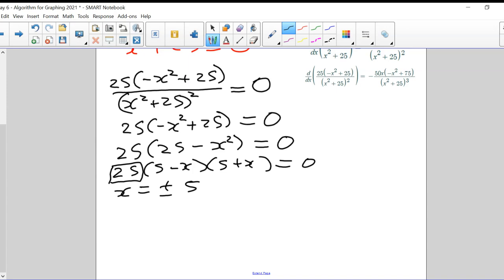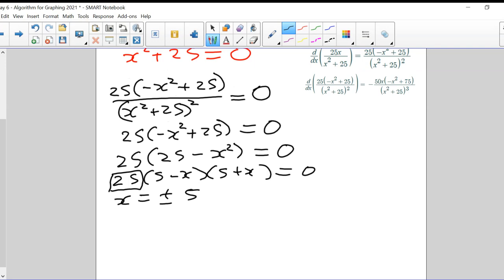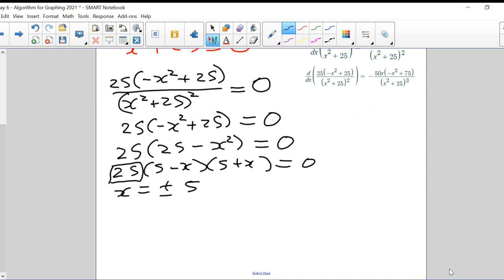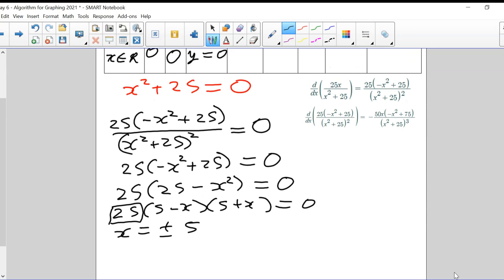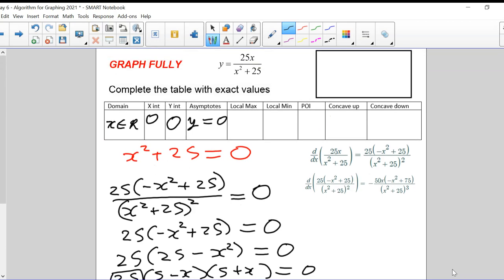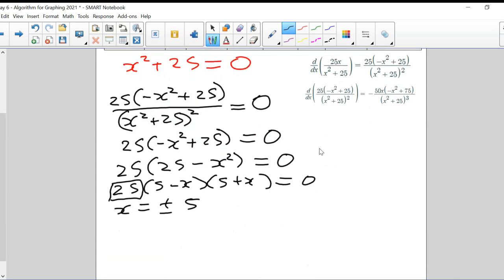But the question is, let me go back up and show what the question is again. Local max and local min. I don't know whether that's a max or a min. How did we figure out whether it's a max or a min? And by the way, we also need to know what the y value is for this. So let's quickly do that. In the interest of time, I'm just going to say that we're going back to the original function for that, which is 25x over x squared plus 25.